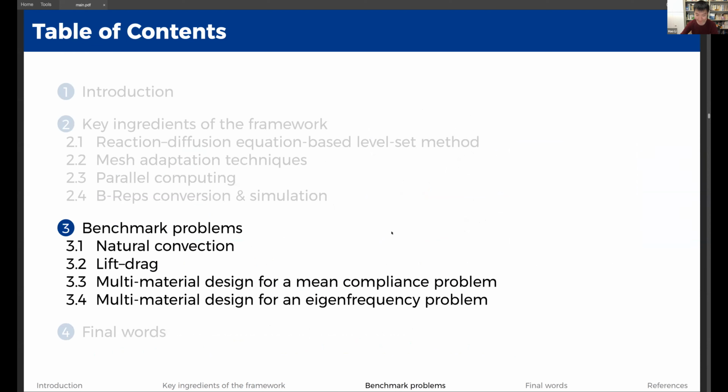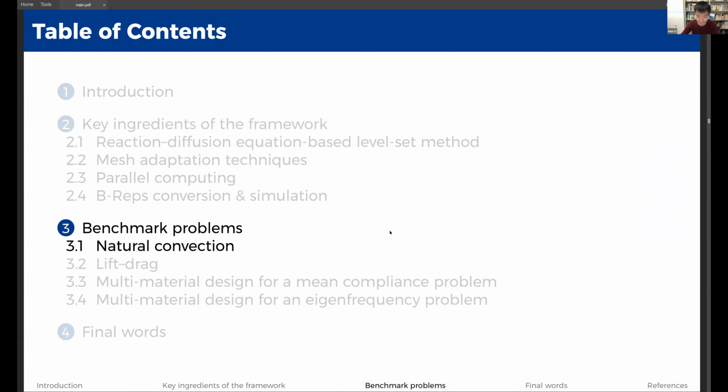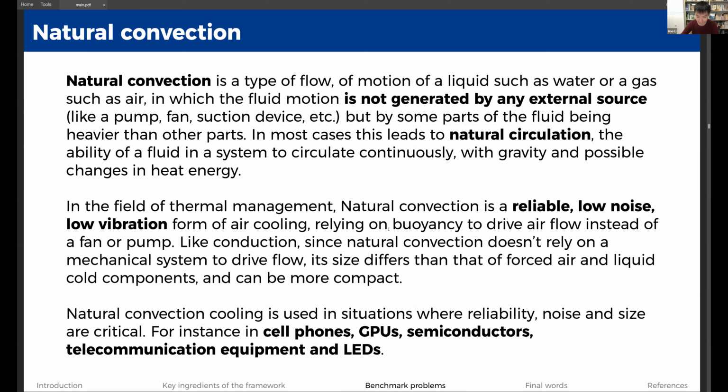Next, let us see some interesting applications. The first one is the natural convection problem. Basically, natural convection cooling is widely used in situations where low noise and low vibration are necessary, for example GPU cooling, 5G devices, LED lamps, and so on.